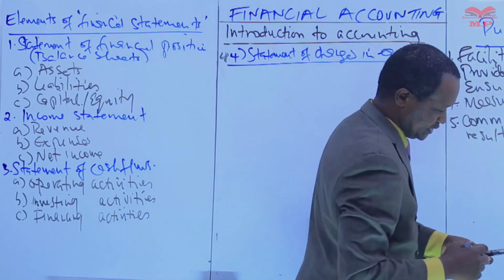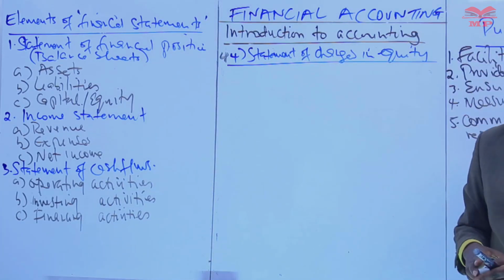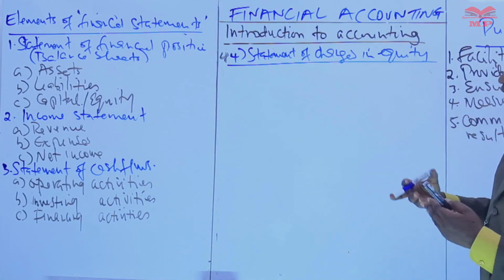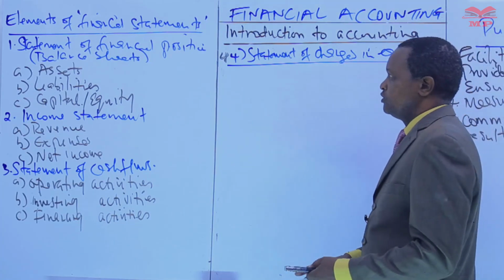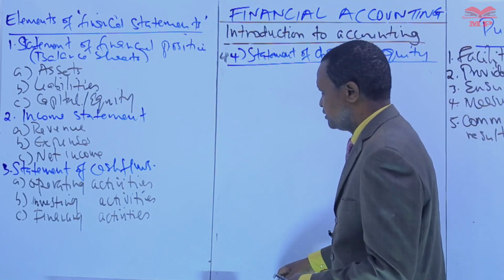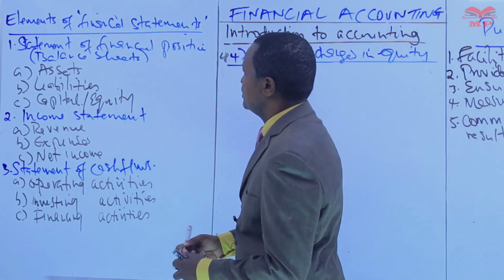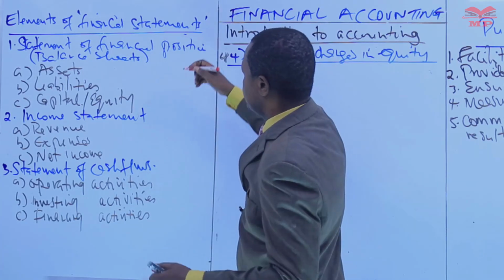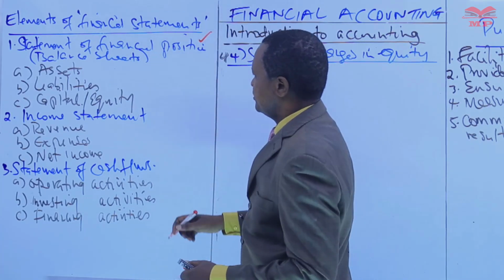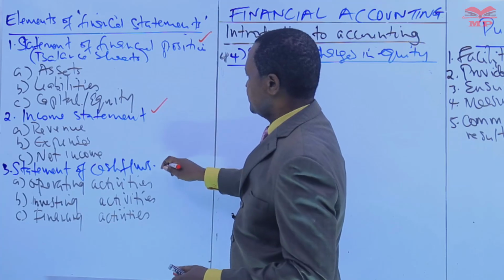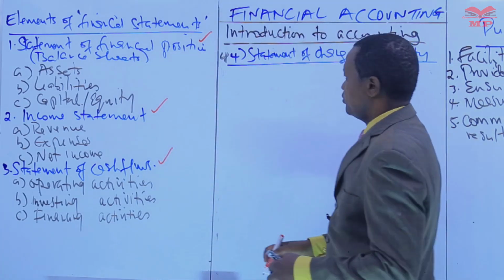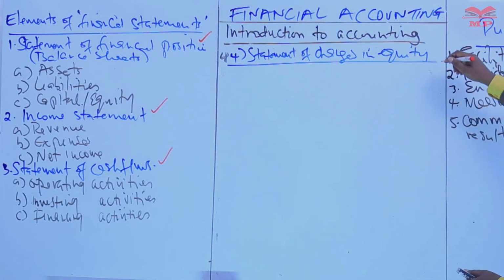Candidates, we are studying the elements of financial statements. The first statement is the statement of financial position, also known as the balance sheet. The second statement is the income statement. We have the statement of cash flows, and now we want to identify the elements of the statement of changes in equity.